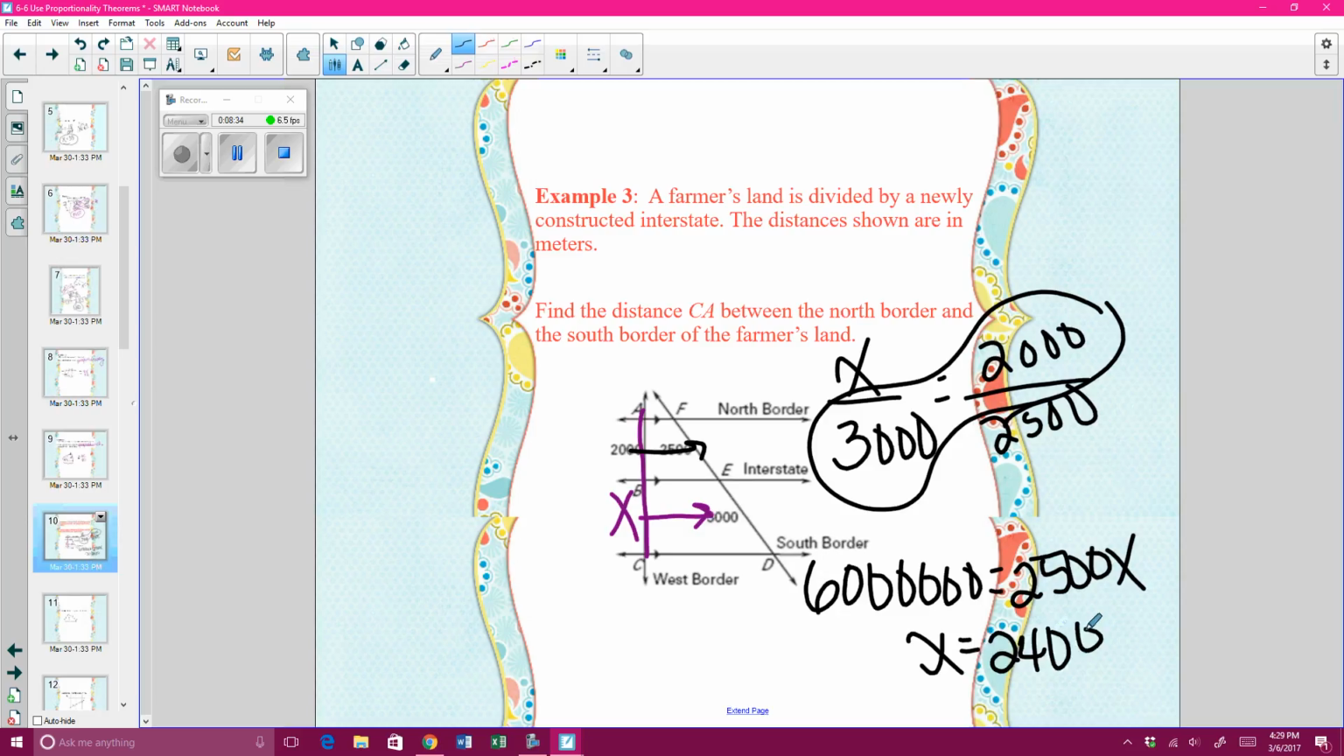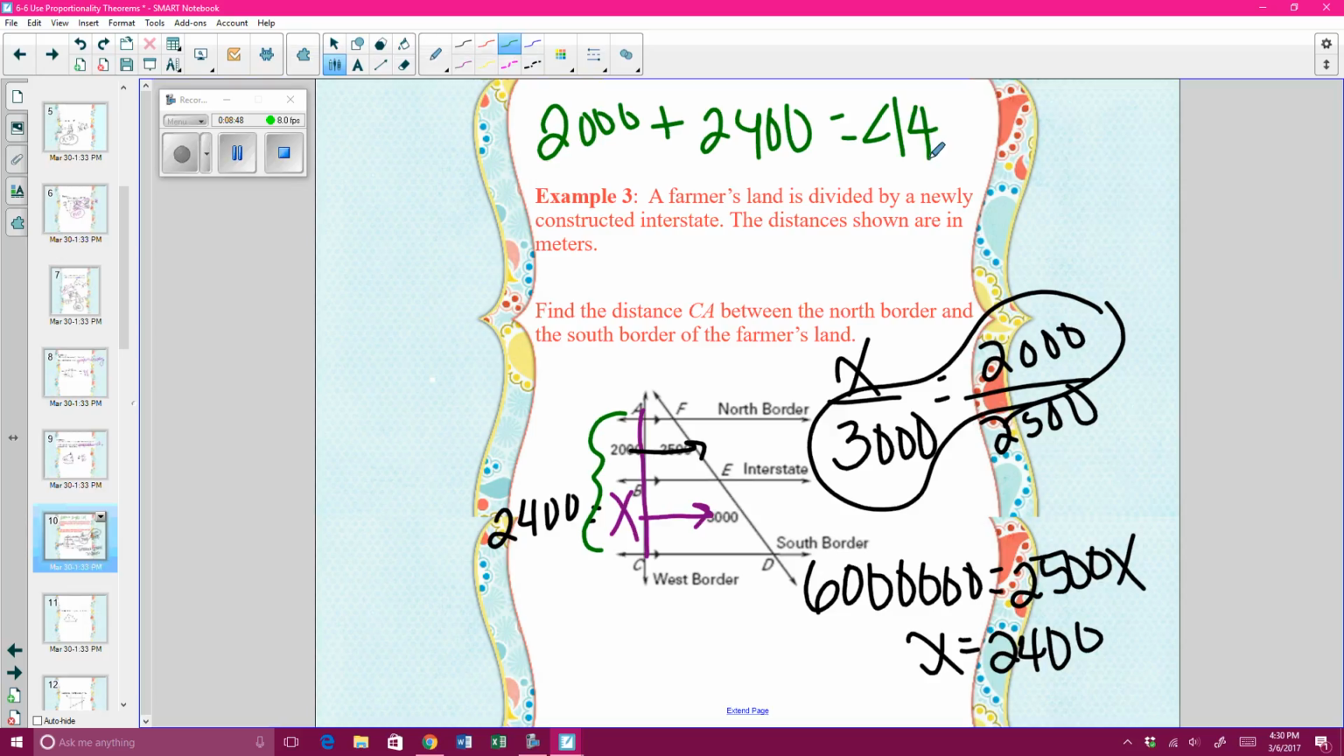So that means the distance from B to C is 2,400. But remember, the question wanted the distance from A to C, so you're going to have to add this 2,000 plus this 2,400 to see that there are 4,400 meters between the two interstates.